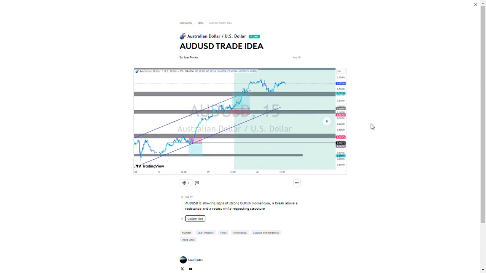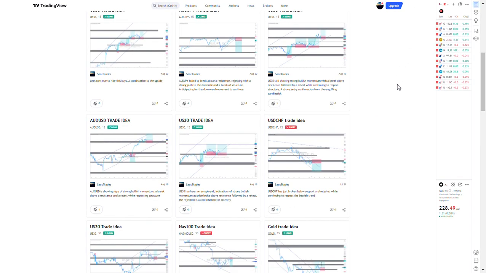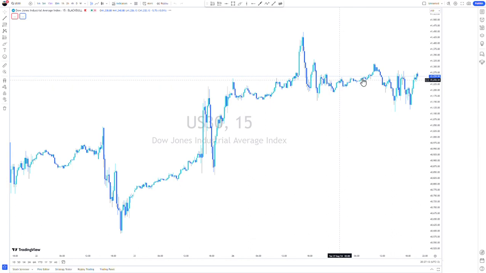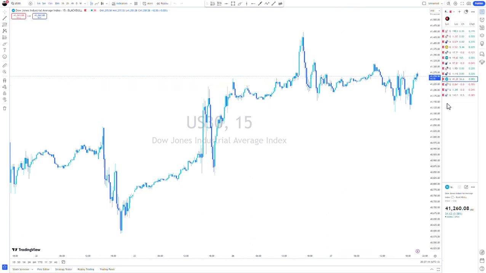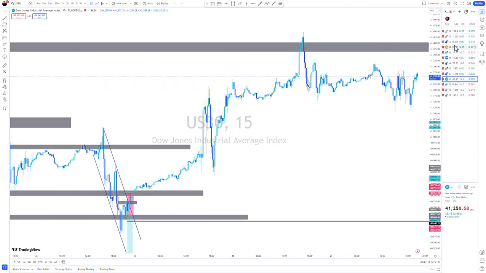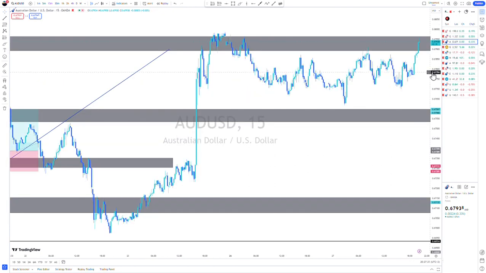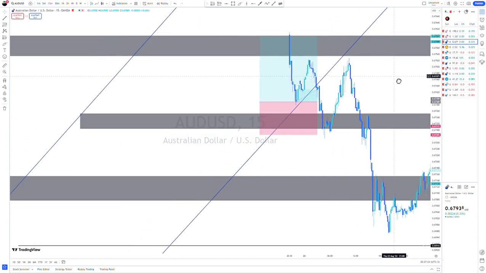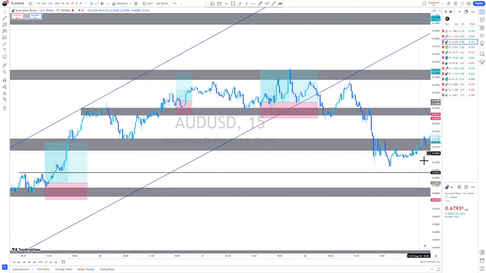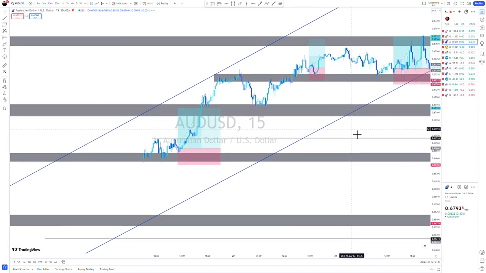Should hit TP exactly. So if I can just go back to the charts and show you guys what I saw. I'm really sorry about the noise. Let's go to AUD USD. I think it's that one. Yes. Which one was it? Was it this one? Oh yeah, it was this one.